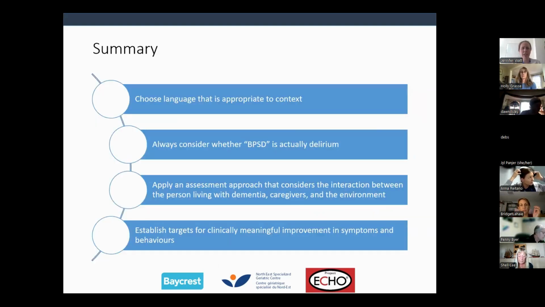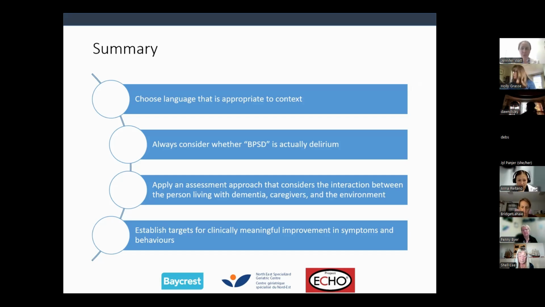And so in summary, as I was saying, choose the language that works the best in your context. We know BPSD, behavioral and psychological symptom type language, gets used a lot in the research literature. It's still very much terms that are used in the published literature and in guidelines from around the world. And so it has a really important place in how we're communicating about the work we're doing to these people who are developing international guidelines and doing studies.